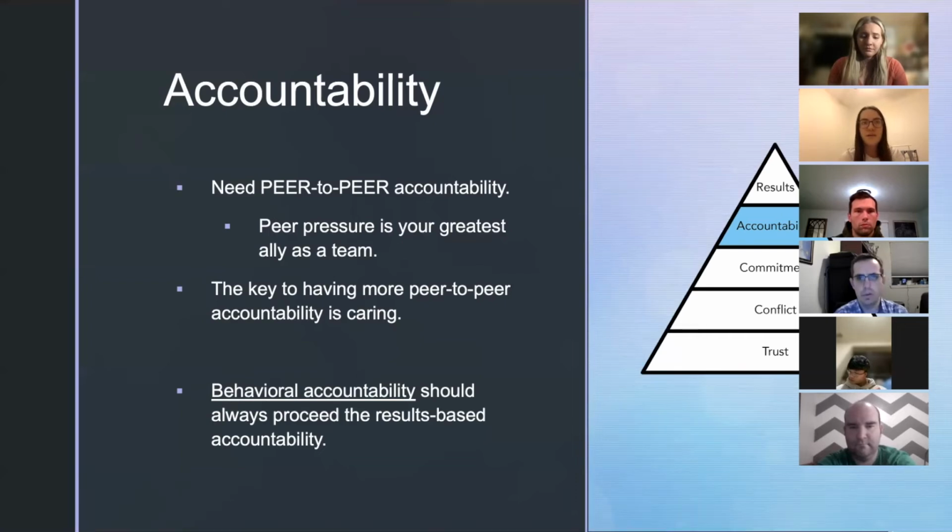Secondly, the key to having more peer-to-peer accountability is caring. Caring leads to more commitment, and when you have a commitment ahead of you, accountability becomes a product of that because you care more about the outcome. Lastly, behavioral accountability should always precede results-based accountability. Although it is easier to hold people accountable for their numbers, it is again more productive for the individual and team culture to hold behaviors and actions accountable.